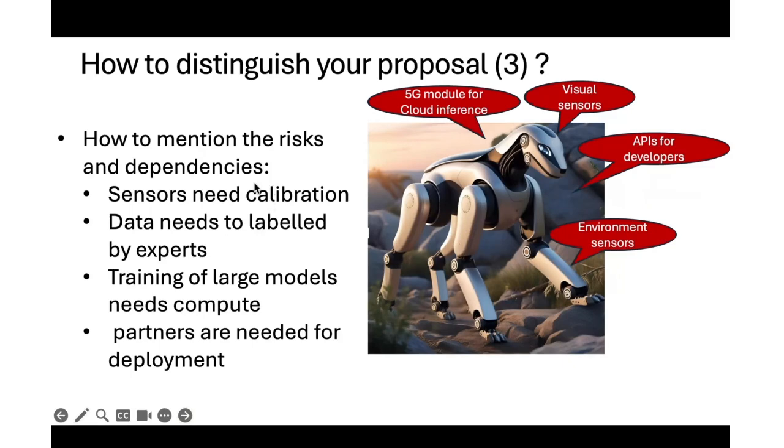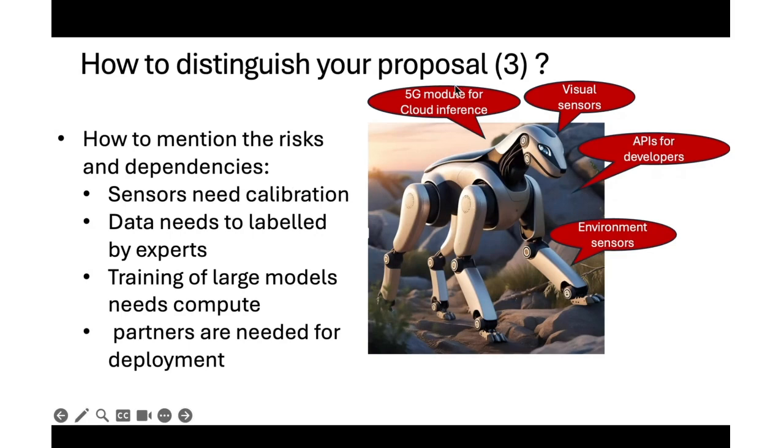Sensors which need calibration, for example, data that needs to be labeled by experts, and training of large models that need compute, and partners which are needed for deployment. So you need to look at these aspects so that the overall risk and dependencies are covered as part of the proposal.